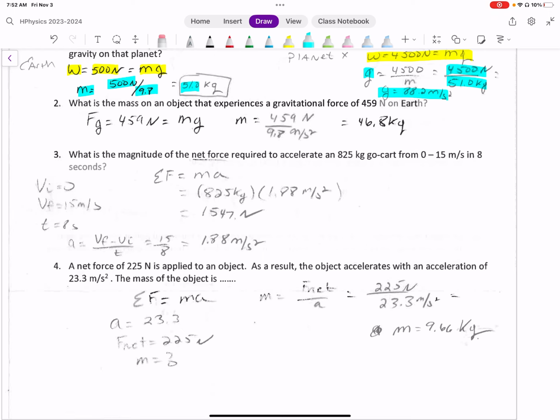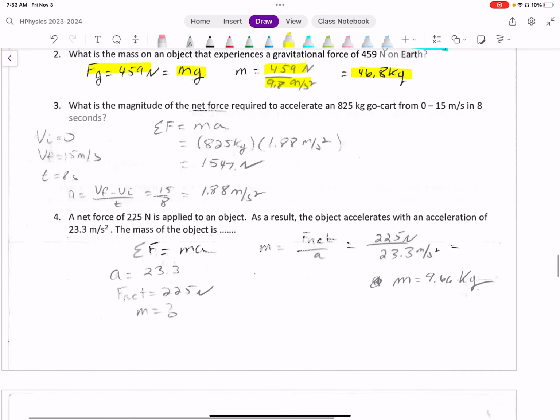Number two is a similar problem. I have force of gravity. It is equal to 459 newtons, which equals mass times acceleration due to gravity. They want to know what the mass is, so rearrange the equation for mass. 459 newtons divided by little g, because I'm on Earth, I find the mass to be 46.8 kilograms.